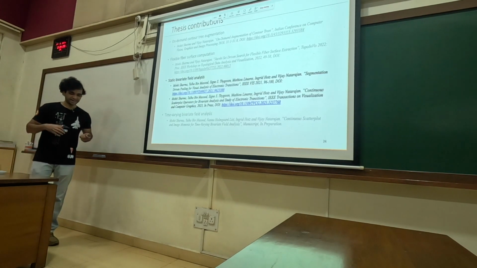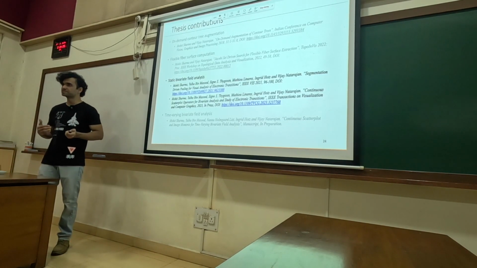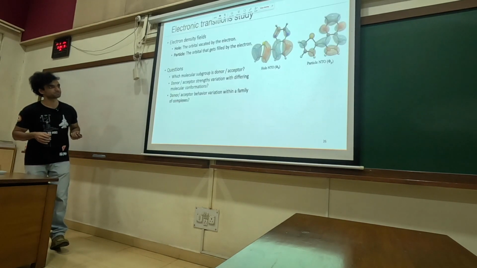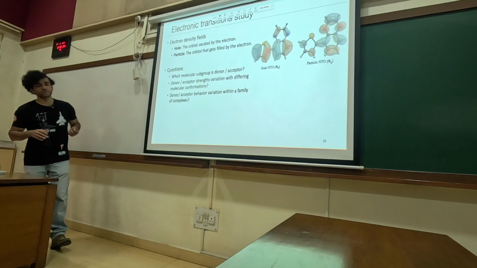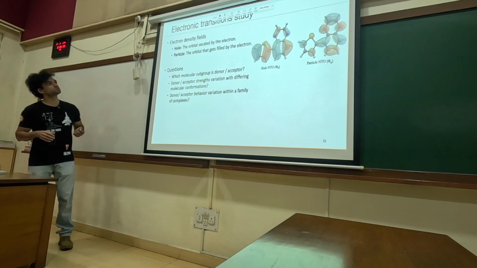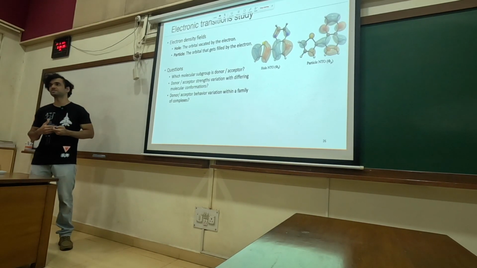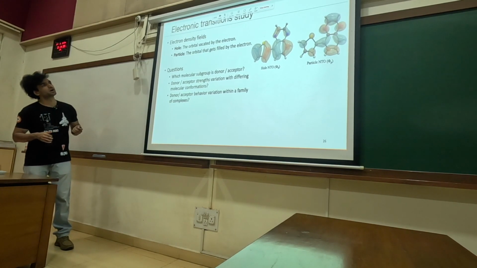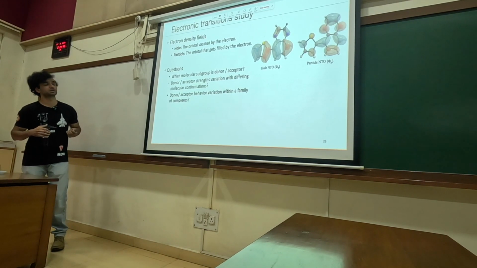We tried to solve these issues to some extent in our next contribution, that is static bivariate field analysis. In the rest of the discussion, I'm going to use this application. For the methods that I'm going to suggest for static bivariate analysis, I'm going to use this guiding application, the study of electronic transitions. So I want to introduce a little background first to this application.